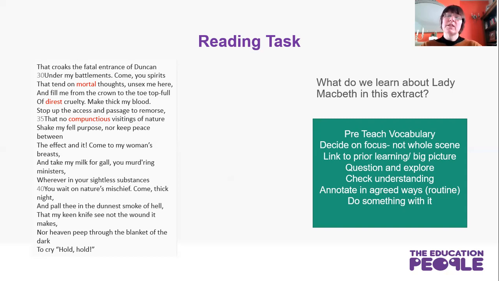I've selected, I haven't got the whole scene there. Deliberate choice, because I want them to think really hard about Lady Macbeth in that particular extract. We've made those links to the prior learning and the big picture, talking about what has happened prior to this, thinking about Lady Macbeth already, and her initial reactions to what she was hearing in the letter. Lots and lots of questions and exploration and discussion around that, bouncing questions around, zooming in on different examples there. You know, the take my milk for gall, we could probably talk for about a week on the suggestions around that, checking their understanding at each point and annotating, as I say, in those agreed ways.